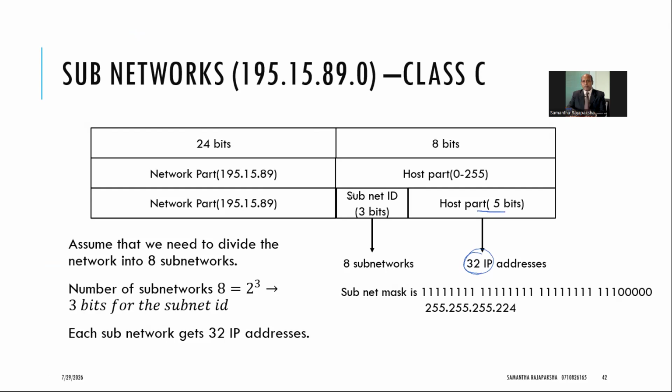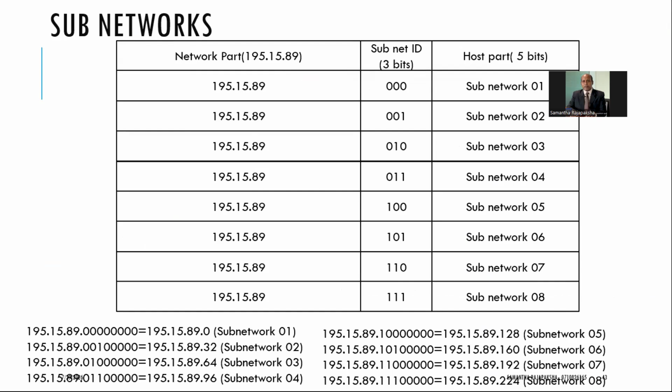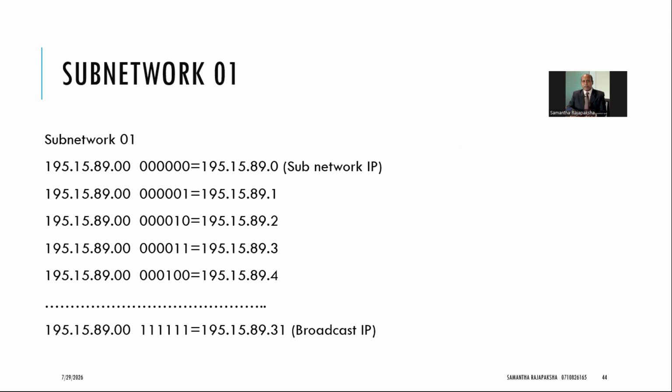So then you can see the subnet mask: only the 5 bits are 0, and the others represent the subnet mask, that is 255.255.255.224. That's the way you need to calculate it. It's not difficult actually, you can calculate it easily. So this is an example. You can go through the notes I shared.